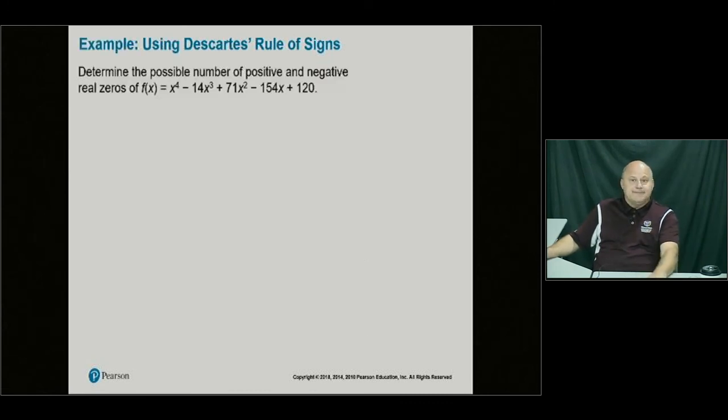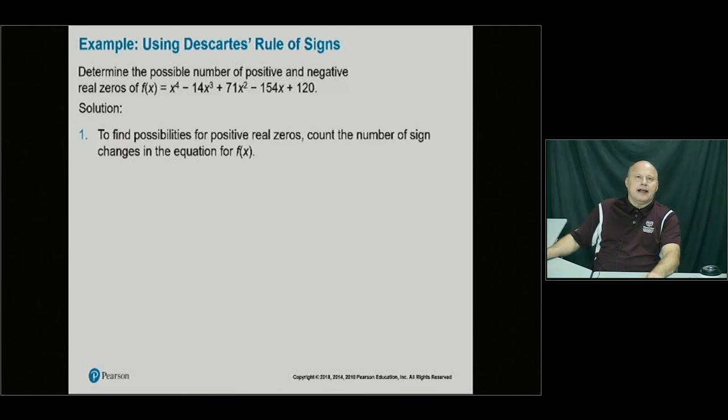Now understand, guys, that the Descartes' rule of signs does not find the zeros for me. It will not find them for you. Okay, this just gives you the possibilities. Okay, let's look at an example. Using the Descartes' rule of signs, determine the possible positive and negative real zeros of f of x equals that big long expression.